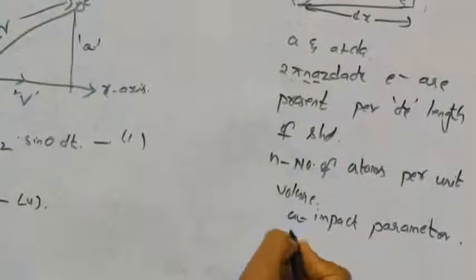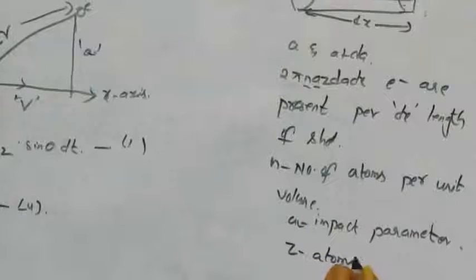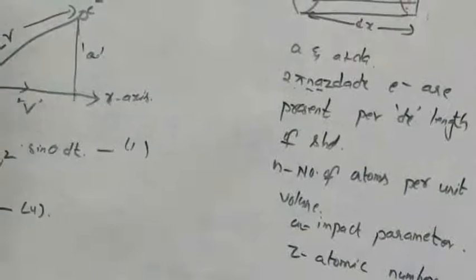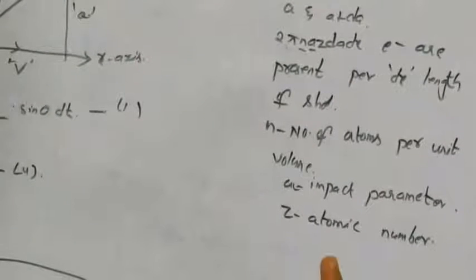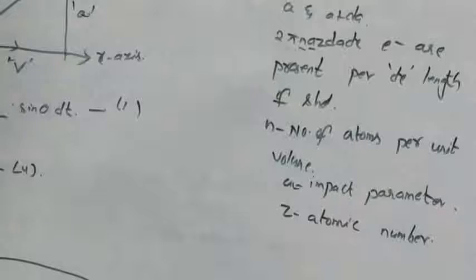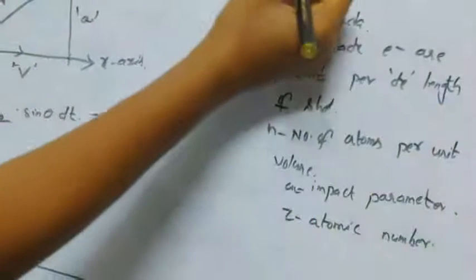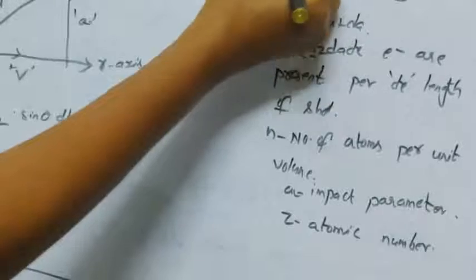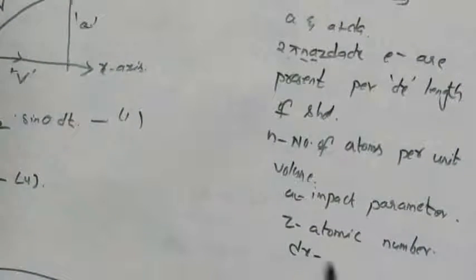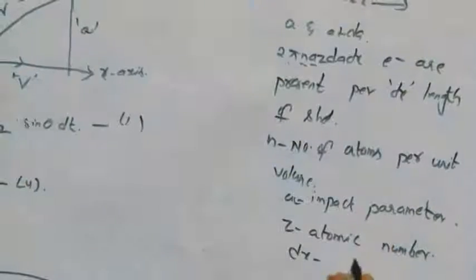Z represents the atomic number. Atomic number means the number of protons in an element. Then dA. dA is nothing but the radius, from this point to this point. And dx. dx represents the length of the shell. Okay, the length of the cylindrical shell.